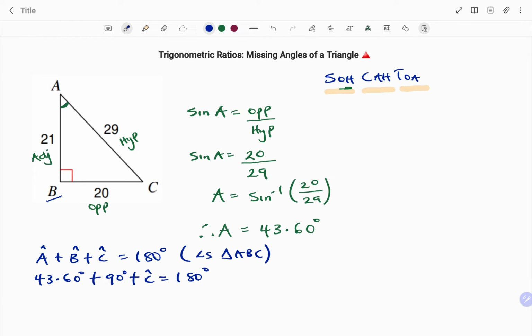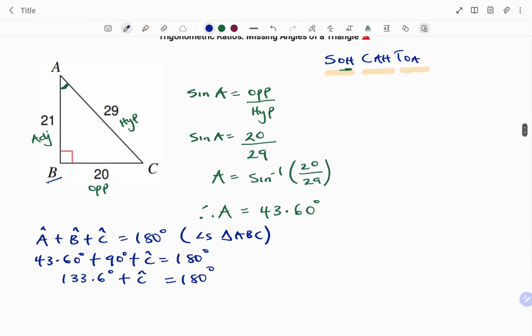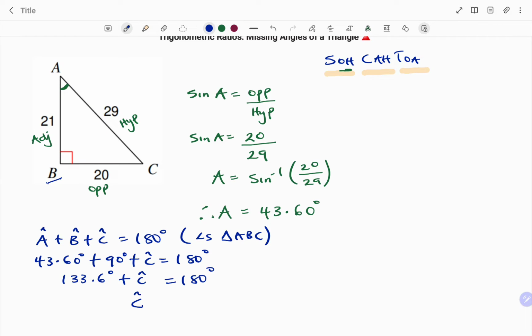If I add 43.6 plus 90 degrees, that will give me 133.6 degrees, plus angle C equals 180 degrees. Using the balance method, I'm going to subtract 133.6 from both sides. I'm left with angle C equals 180 degrees minus 133.6 degrees. Therefore, angle C is equal to 46.4 degrees. So by our calculation, we've been able to find angle A, which is 43.6, angle C, 46.4, and angle B, as given in the diagram, that's 90 degrees.